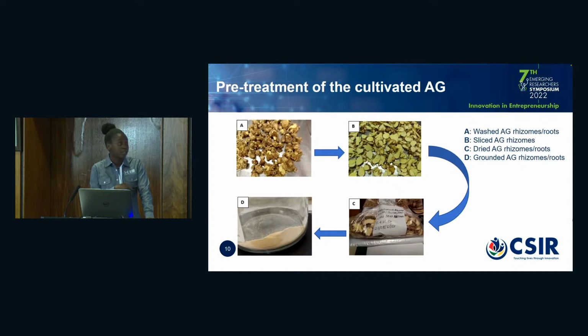The drying was done in an oven at 60 degrees Celsius for 3 days. After the drying, the dried material was then milled in a hammer mill with a sieve size of 6 millimeters. This was now ready for extraction.